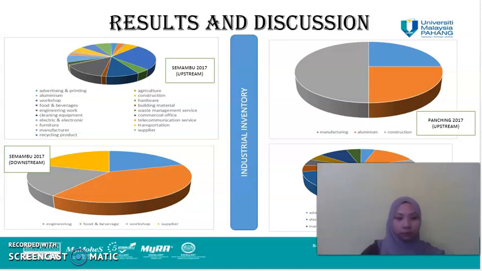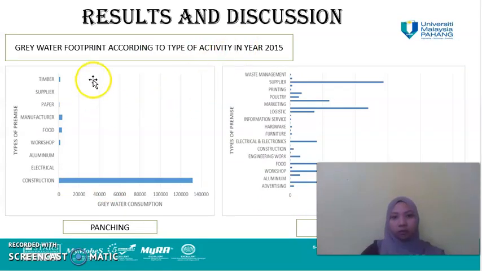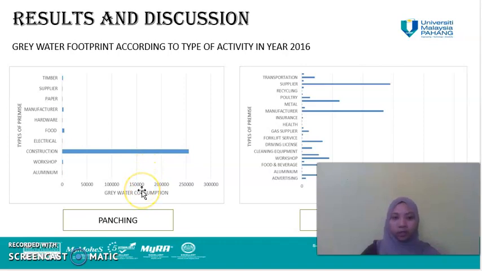Next, these are the results for greywater footprint according to the type of activities for Panching and Semambu water treatment plant only. Based on the bar chart, it clearly shows that for Panching, the highest greywater footprint is the construction industry, and for Semambu, food manufacturing is the industry that uses more greywater footprint. This is for 2015. Next, this is for 2016. It is also construction industry for Panching, and food and beverage manufacturing for Semambu.